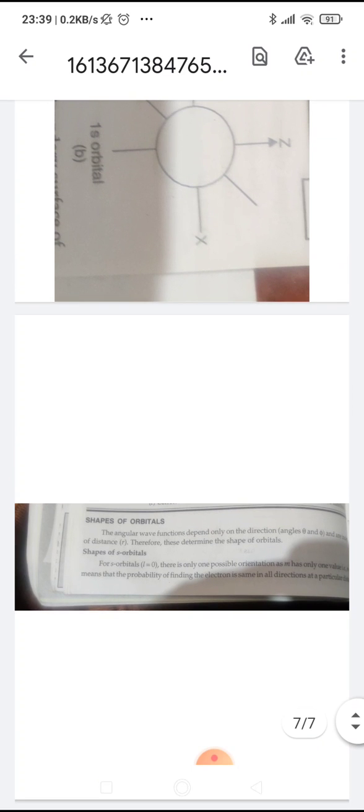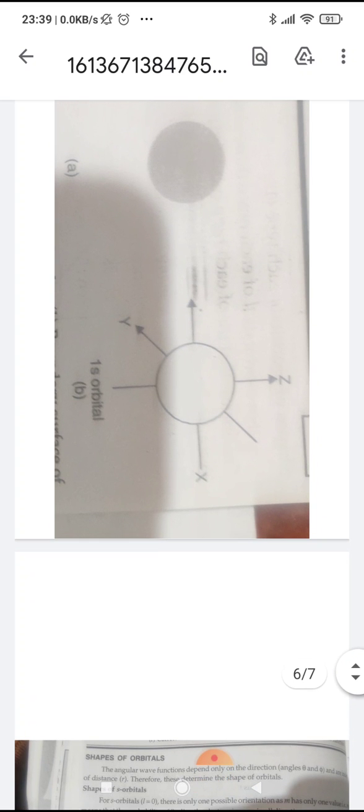For s orbital, the value of l is equal to 0, that is, there is only one possible orientation as m has only one value, that is m is equal to 0. This means the probability of finding the electron is the same in all directions at a particular distance from the nucleus. In other words, we can say that s orbitals are non-directional and spherically symmetrical, as drawn in the figure.